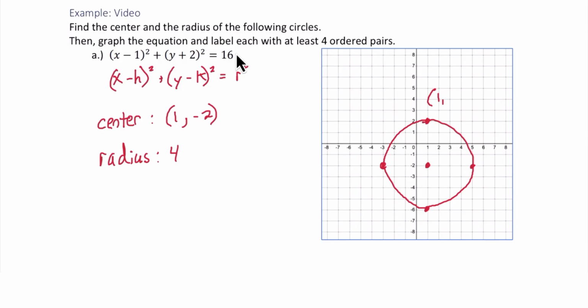This is 1, 2. We have 5, -2, 1, -6, and -3, -2. And then the center was 1, -2.